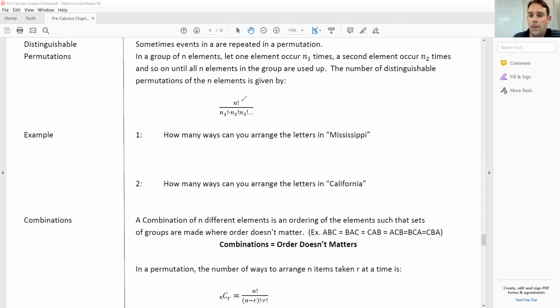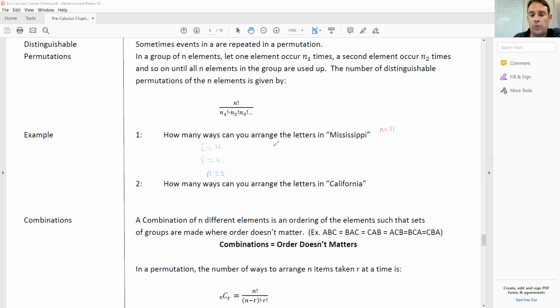So let's take a look at this here. If I were to look at this, I have 11 letters. So that means I have N equals 11. And then I'm looking at each individual letter and say, okay, what letters repeat? Well, M doesn't repeat. I can forget about that one. But I does repeat. I have 4 of them. S repeats. I have 4 of those. And P repeats. I have 2 of those.